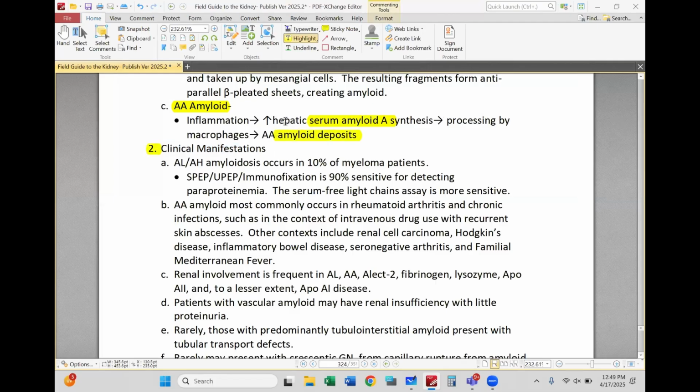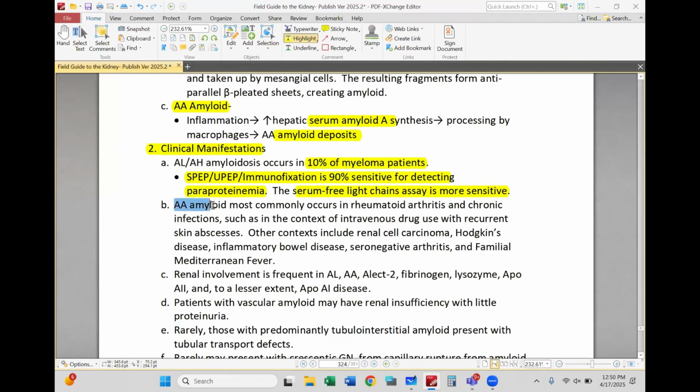Let's go to clinical manifestations. This is a minority of patients who have myeloma who actually develop amyloidosis. You have a variety of tools to find these paraproteins, and we often use SPEP, UPEP. The SPEP and UPEP are said to be the least sensitive. Immunofixation is significantly more sensitive for diagnosing a paraprotein. And now the serum free light chains is the most sensitive test for detecting paraproteins.